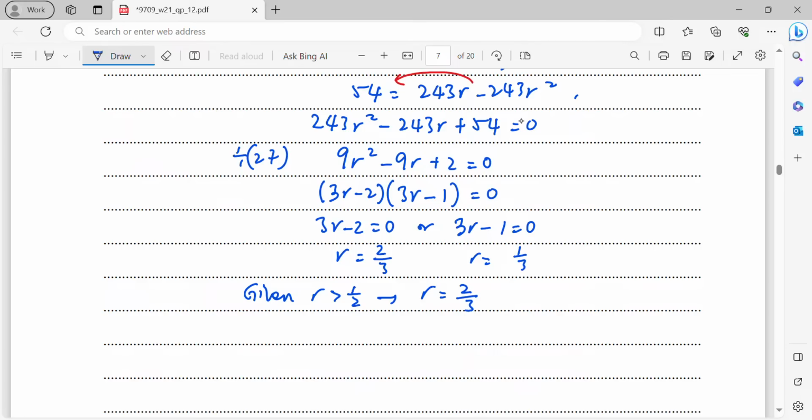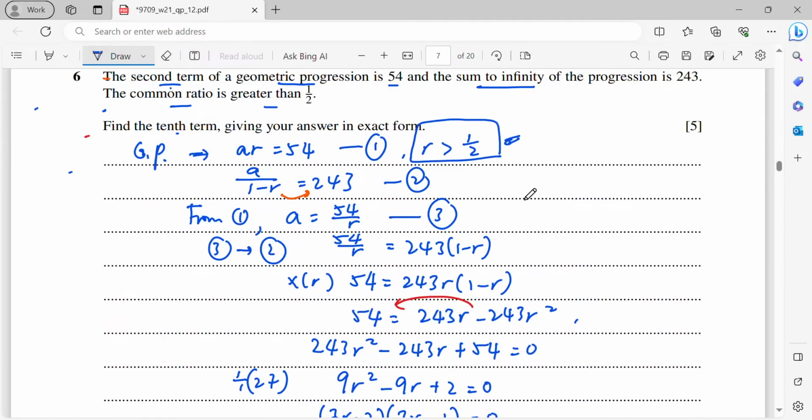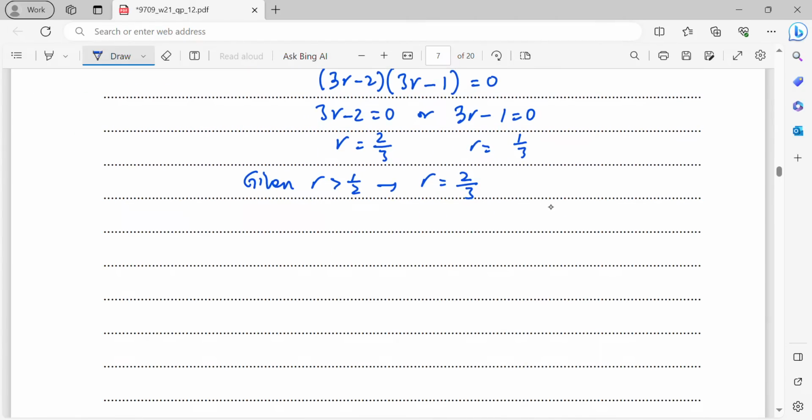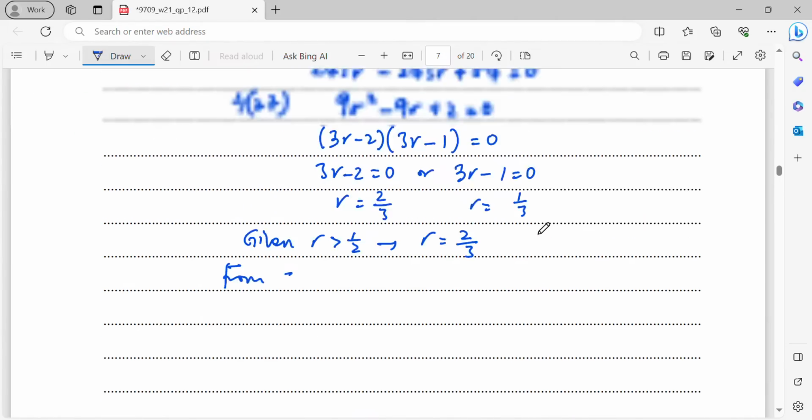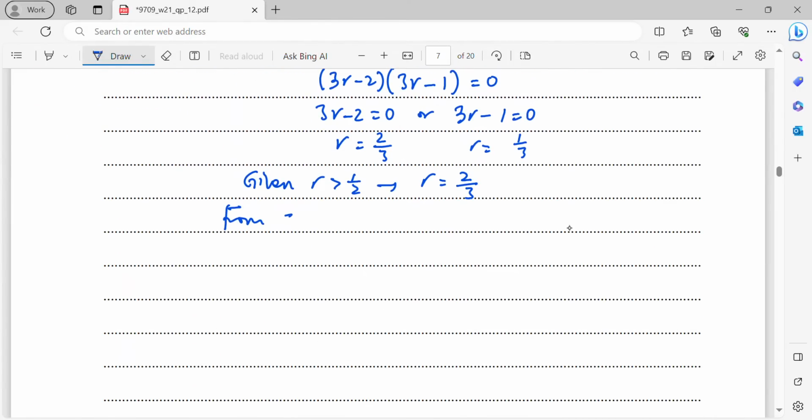Once you have found the r, then we need to find the a before we get the 10th term, which is T10. So now refer to equation number 3 to get the a. So your a is, from equation 3, 54 over r, which means 54 divided by 2 over 3. Then here you will be getting 81.